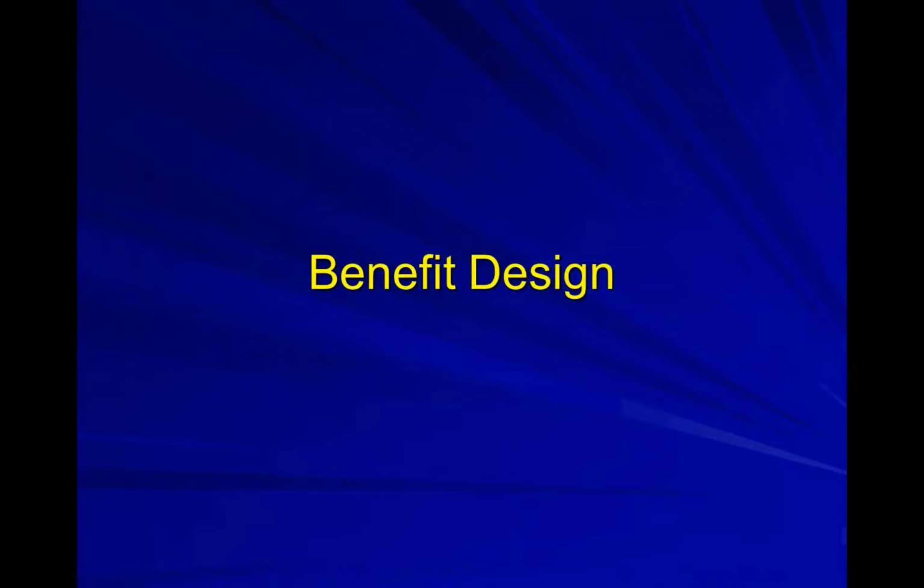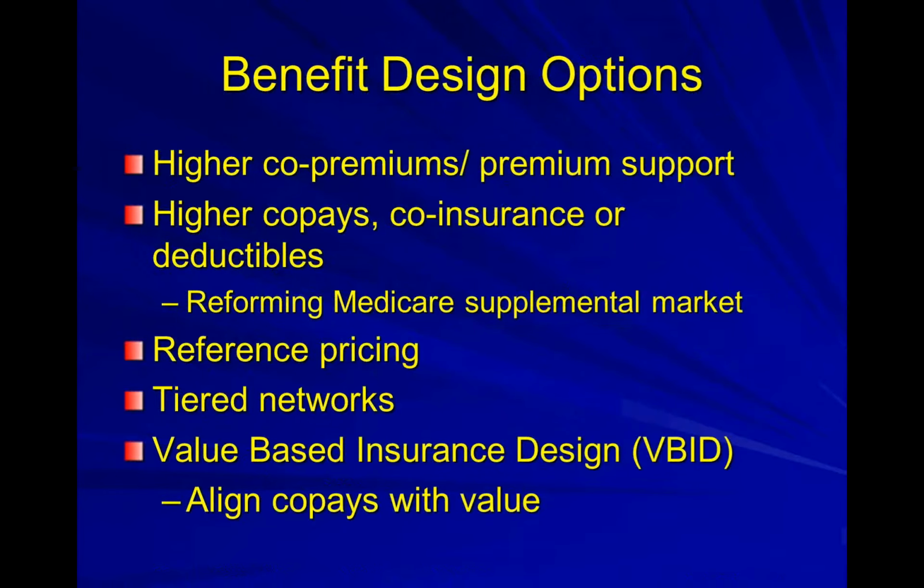One, of course, is just to charge people more for their premiums, make people pay more for coverage. In the U.S., that portion is often called a co-premium. In some models, that's called premium support. You give people a fixed amount of money, let them go out and buy coverage. And of course, with the fixed amount of money, their incentive is to buy less expensive coverage.